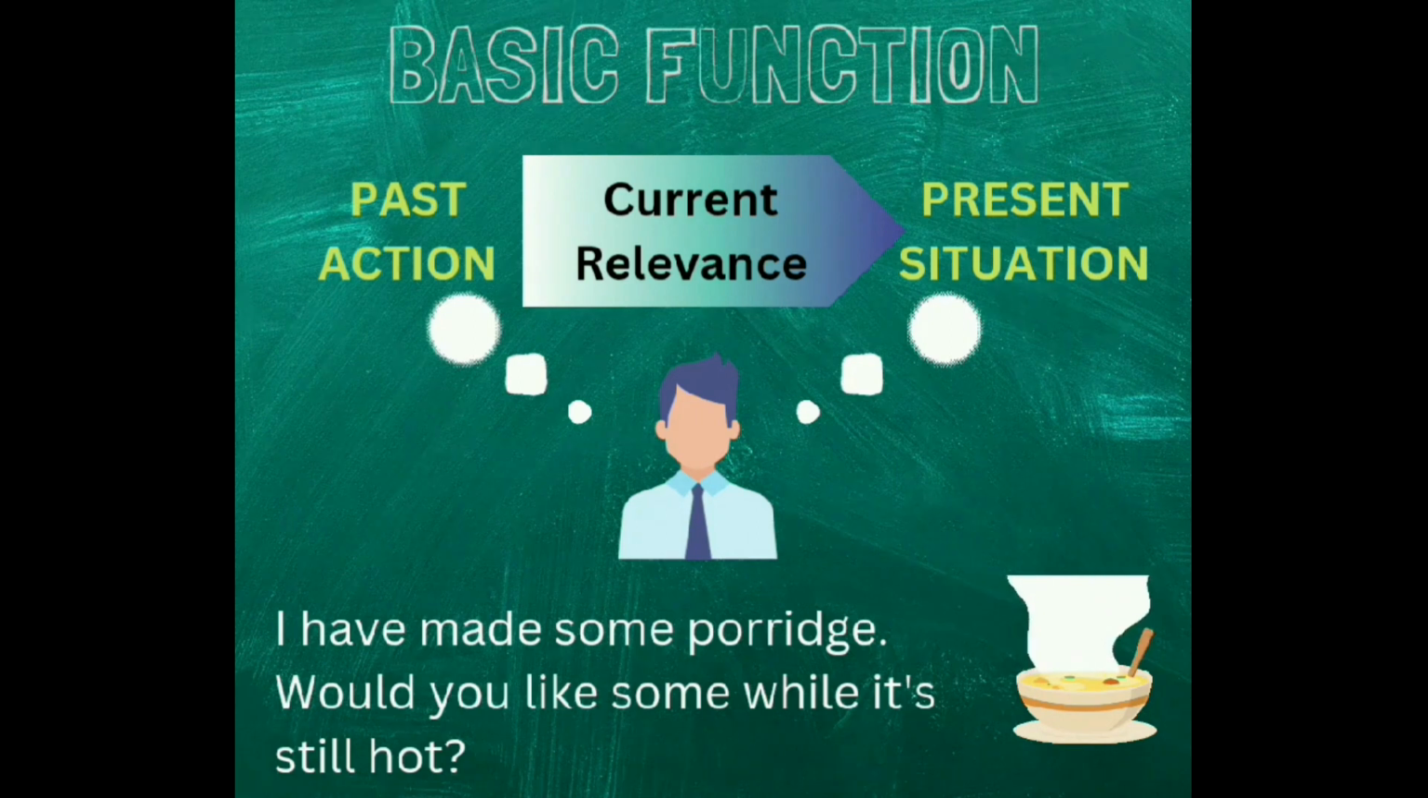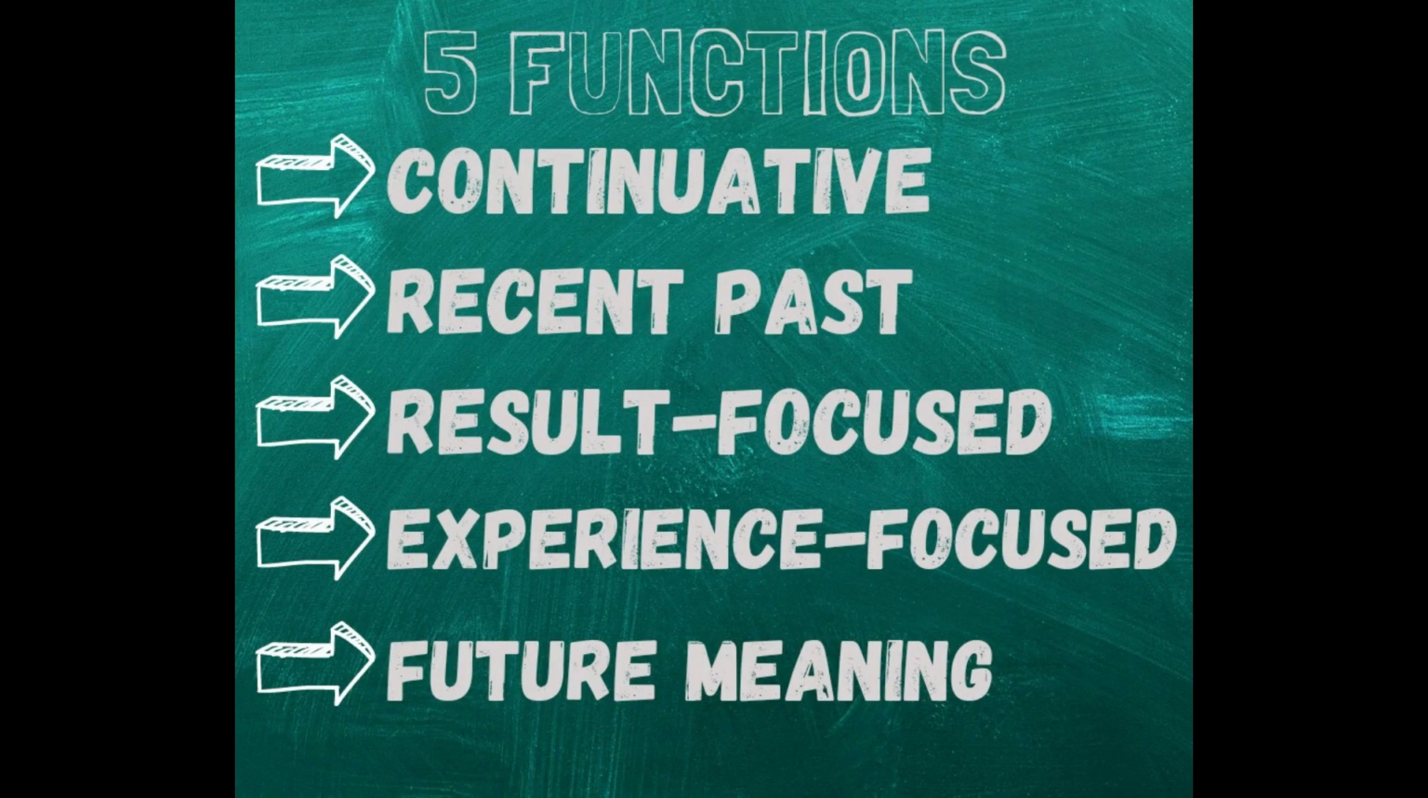The focus of the sentence is not on the verb, but the effect or connection of the verb to the present. In our example, it means that there's some porridge that was cooked in the past which the listener can eat right now. From the basics, let's now talk about the 5 functions of the present perfect.